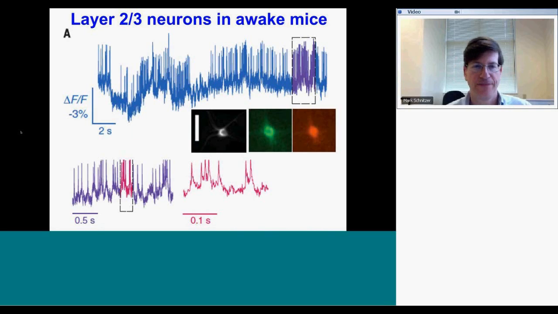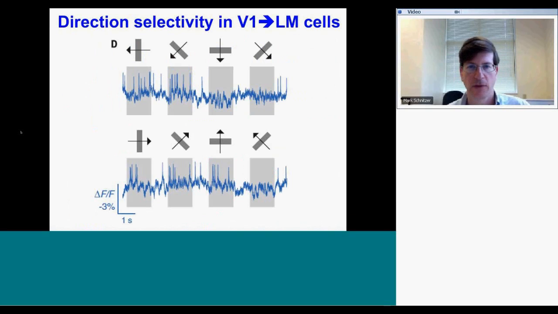This is data taken from an awake mouse. Layer 2-3 neurons were labeled, and you can see we're able to detect individual spikes. You can see the temporal insets showing you the data at finer time scales. And these are visual cortical neurons that lie in visual cortical area V1, projecting to cortical area LM, homologous to V2 in the mouse. And you can see these neurons are direction selective, which we can ascertain in the awake mouse.